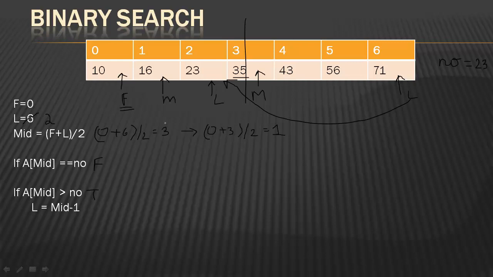What is the first thing I'm going to check? Is that the number I'm searching for? Is A of mid equal to 23? No, so it's false. Correct? Okay, if you don't want to write it, write it under this. So it's false.